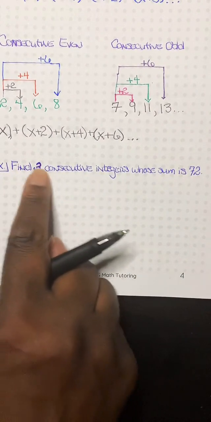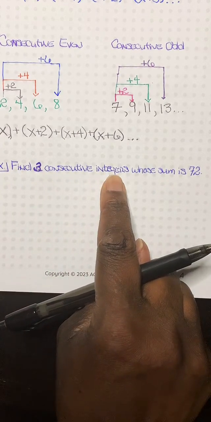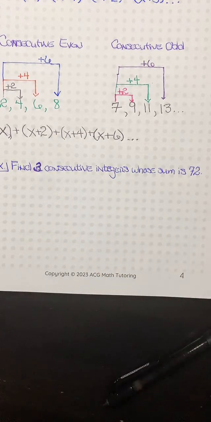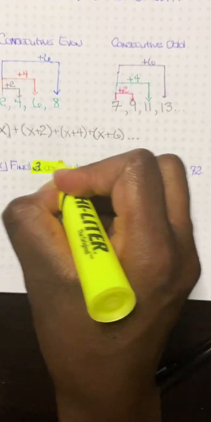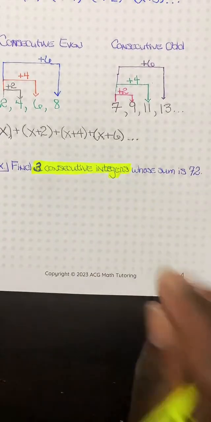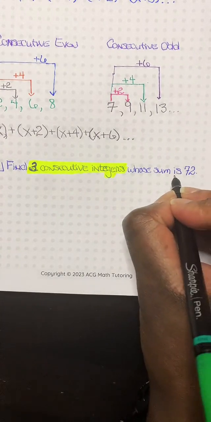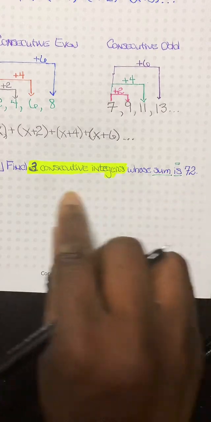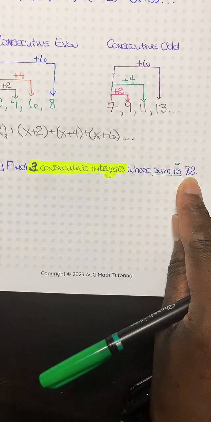Okay, this is what happens when you do multiple things at once. You want to find 3 consecutive integers. Notice they did not say consecutive odd or consecutive even. So we're focusing on 3 consecutive integers whose sum is 72. We got the word is, so that means an equal sign. We got the word sum, so that means we're adding those integers up to have it equal 72.